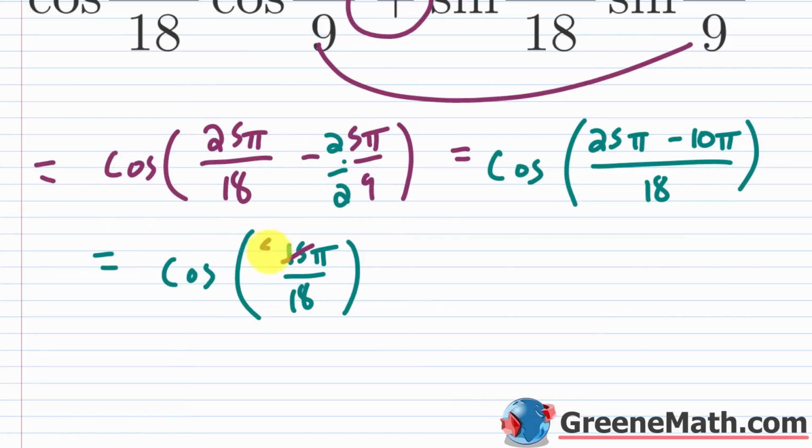15 divided by 3 is 5. 18 divided by 3 is 6. So this is the cosine of 5 pi over 6. So hopefully you know that's 150 degrees. And the cosine of 150 degrees, again, 30-degree reference angle. You're in quadrant 2. So it's going to be negative square root of 3 over 2. So this is the negative of the square root of 3 over 2.